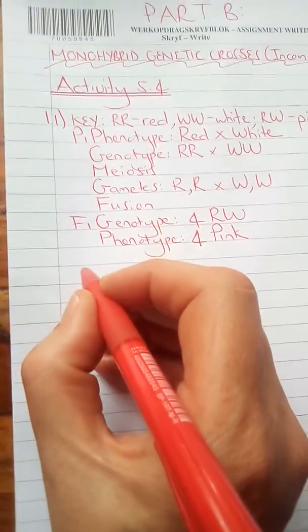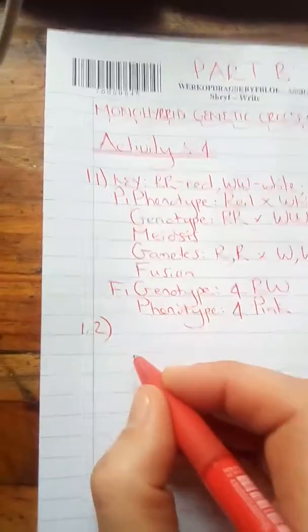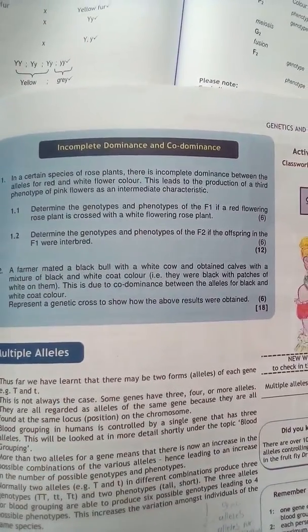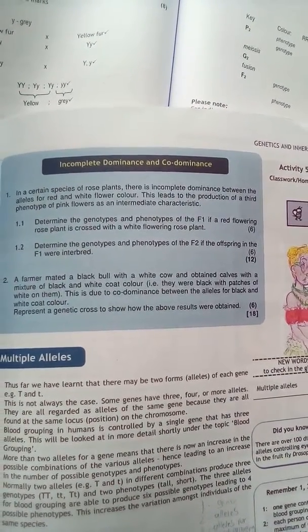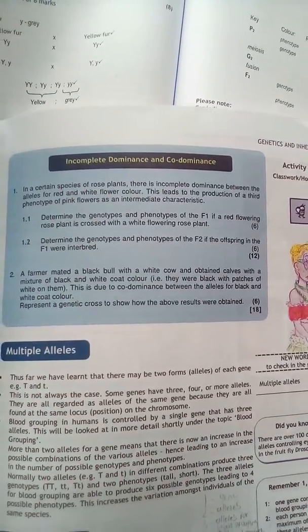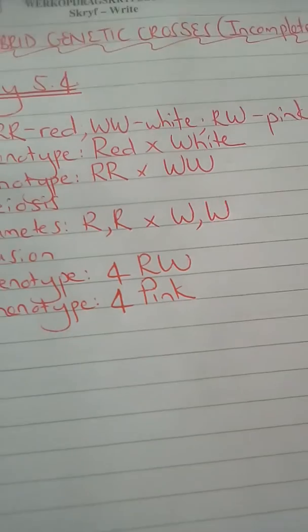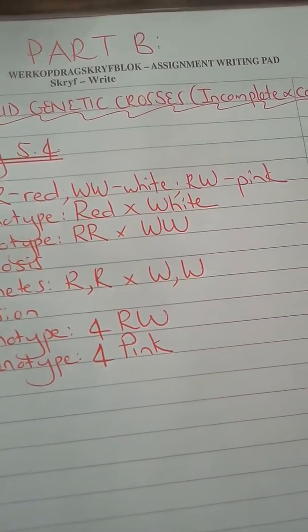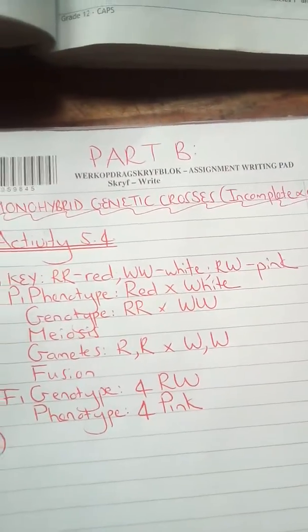Right. Now we will do 1.2. It tells us, determine the genotypes and phenotypes of the second filial generation if the offspring in F1 were interbred. Okay, so that's the offspring. We're going to interbreed 2 of them. We're going to interbreed 2 pink flowers, and we are going to see what the results are from there.